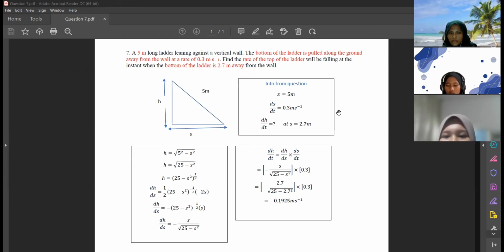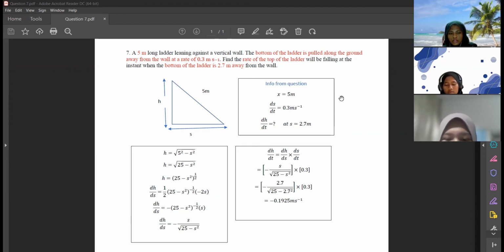So before we find the value of dh over ds, we need to find the value of h first. We can find the value of h by using the Pythagoras theorem. So h equals square root of 5 squared minus s squared. Why do we need to use minus? Because in this situation, we need to find the value of another side, not the hypotenuse. It will be plus if we find the value of the hypotenuse.